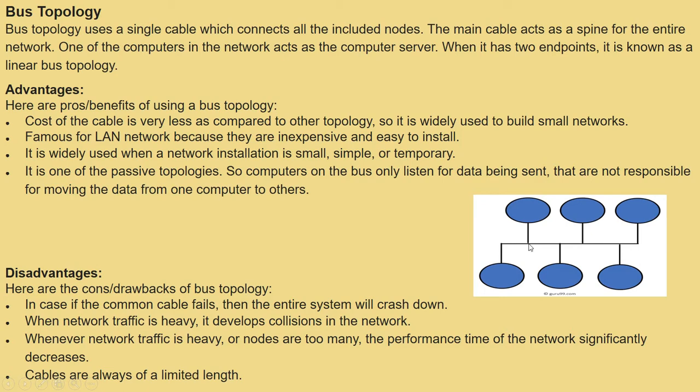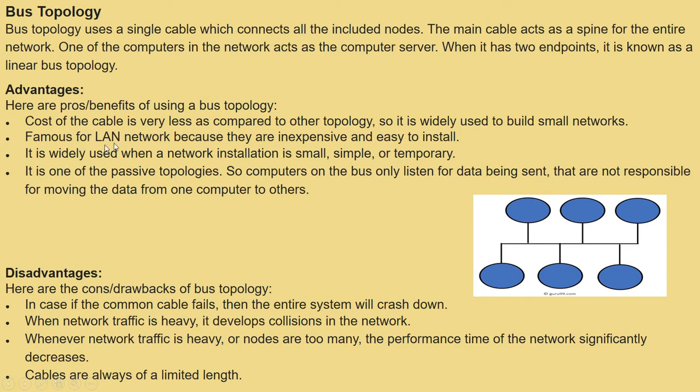Okay, so here this is the format. These are the nodes. Clear? And here it also gives you the information that the main cable acts as a spine for the entire network. This is the main cable. Now, what are the advantages? The cost of the cable is very low compared to other topologies. The costing is very low, so it is widely used to build small networks. It means it is affordable for you.